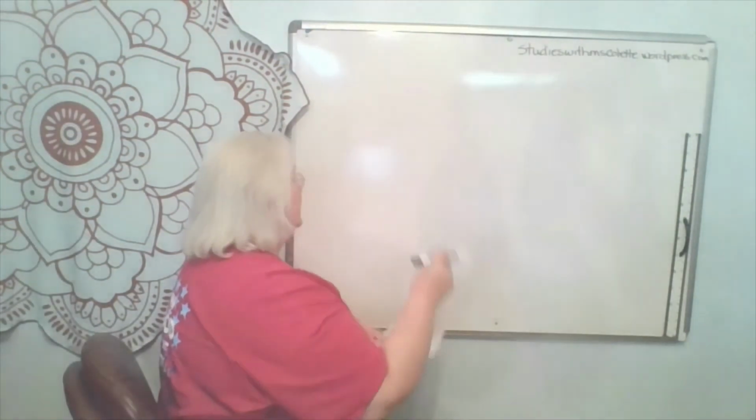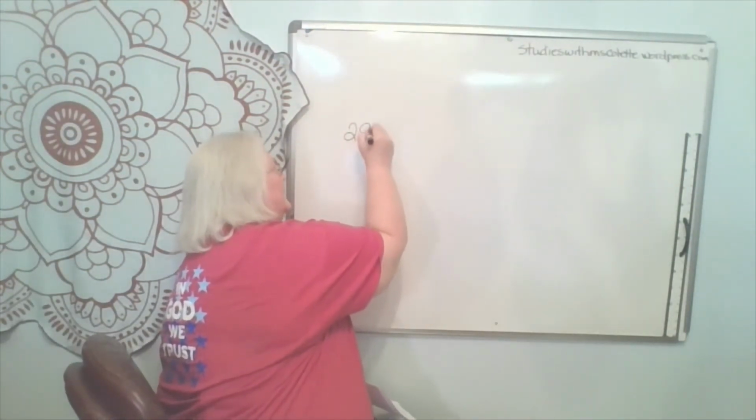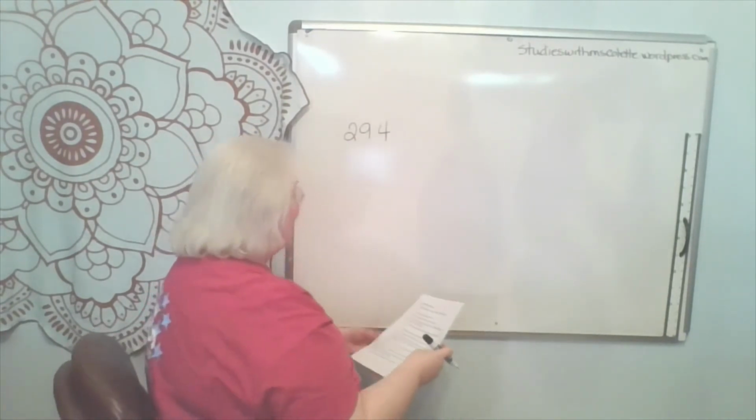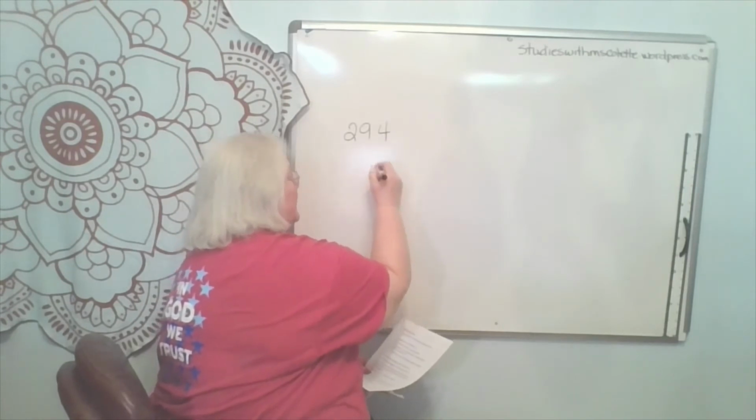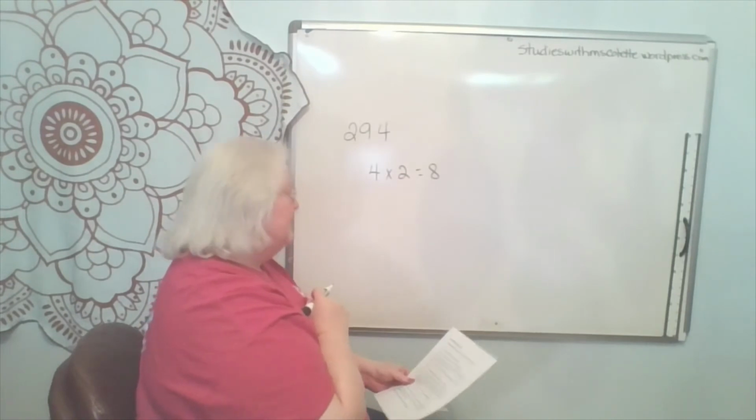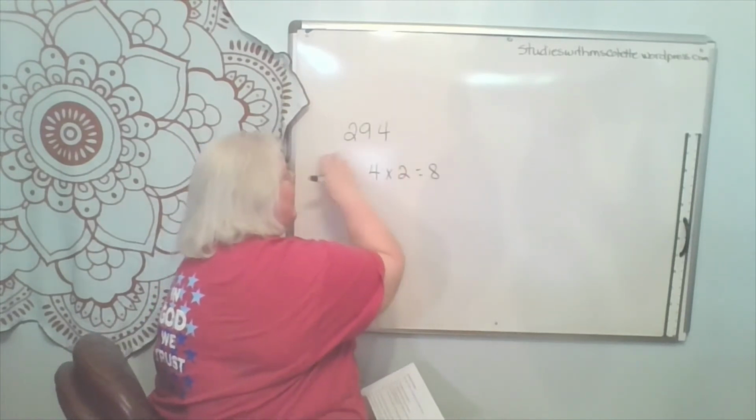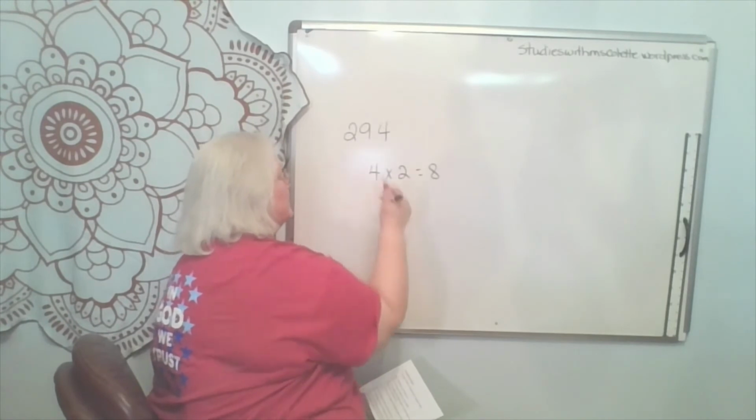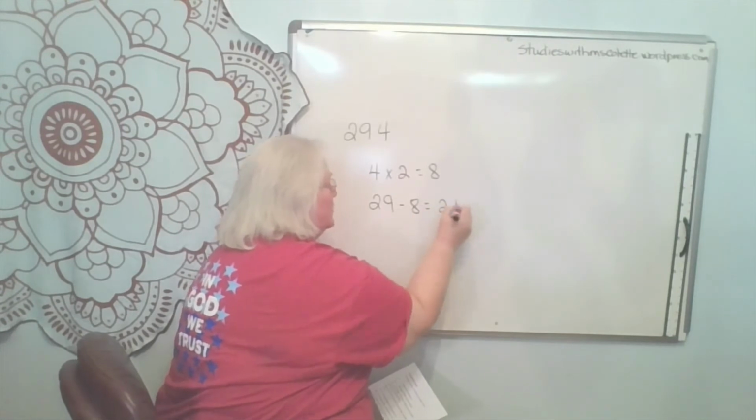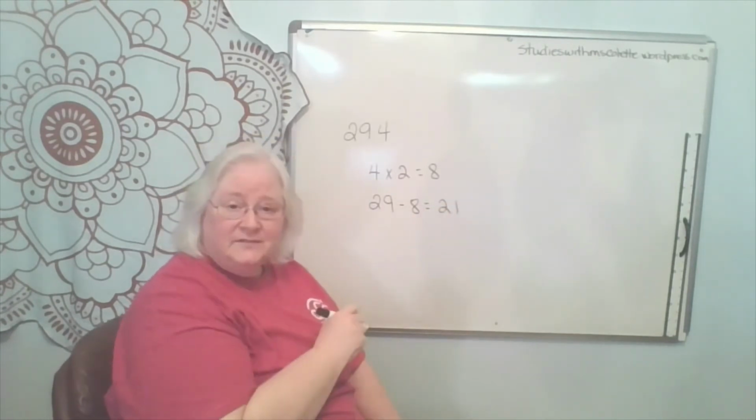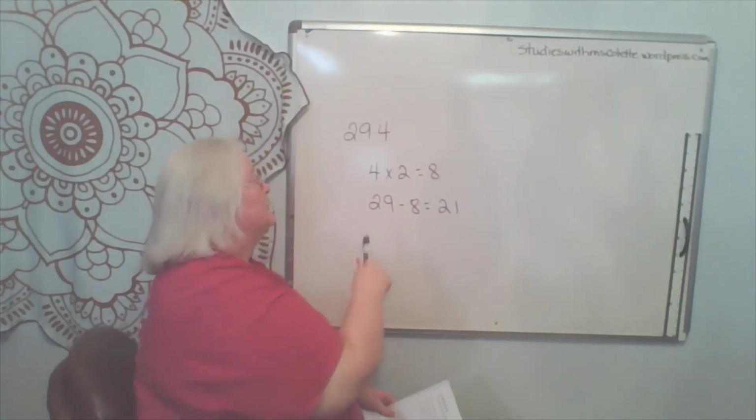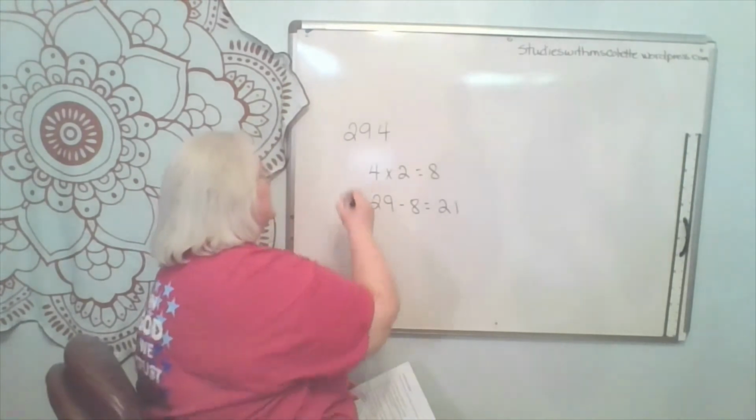Okay, so we're looking at the number 294. That's our number. And it says if you take the last digit, which is 4, and you double it, so you're going to get an 8, and then you subtract this 8 from the rest of the number. So the rest of the number is 29. So 29 minus 8 gives you 21. And 21 is divisible by 7. So that means that 7 will go into this number.